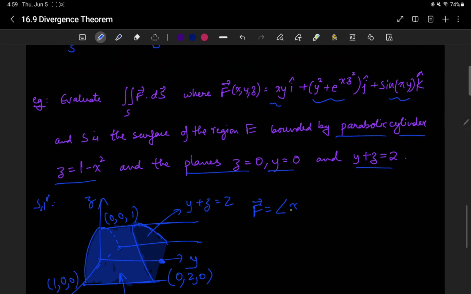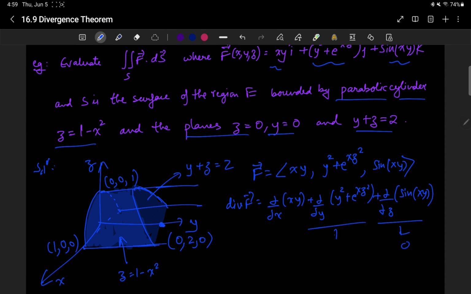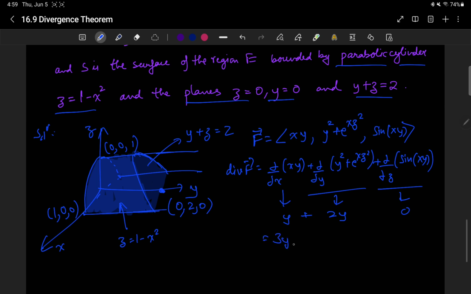My field, somewhat complicated, but we're hoping that when we take the divergence, things simmer down. Divergence of f, that's going to be a vector, so del x of xy, del y of this complicated stuff, and del z of sine xy. 0, no z term, 2y, y. So good news, all of this gets reduced to just a singular y term, which is 3y.